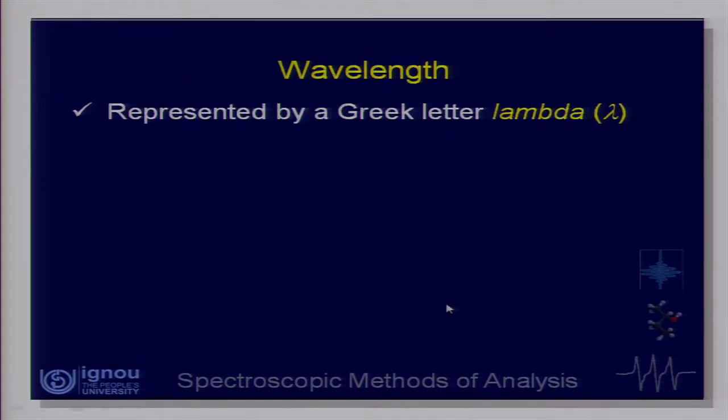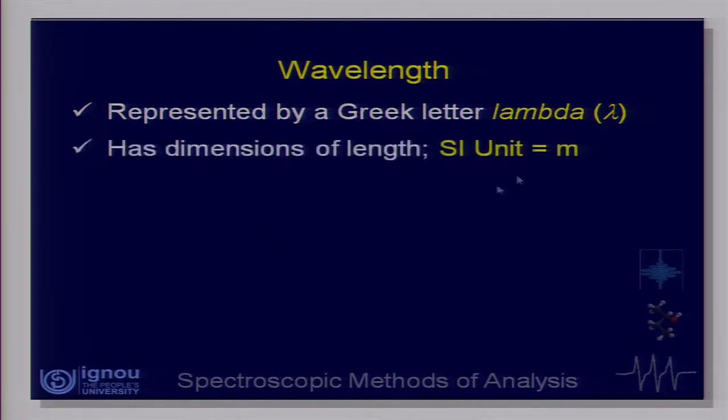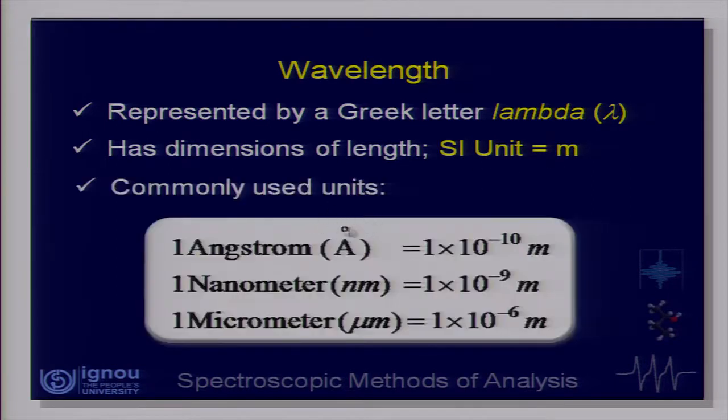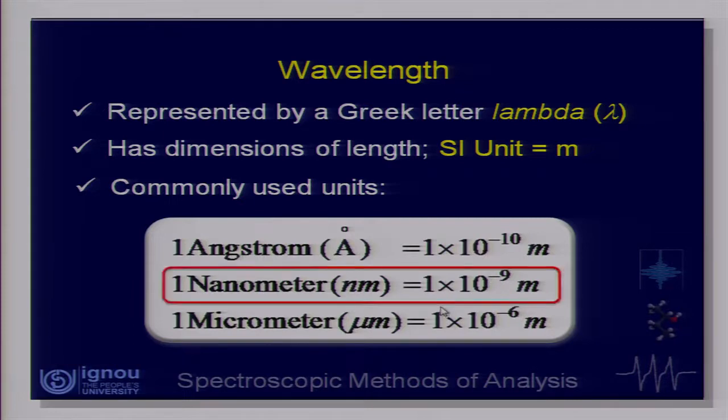There are different ways of looking at it, and typically wavelength is represented by the Greek letter lambda. I am sure you are familiar with this symbol. This wavelength has dimensions of length, and the SI unit is the meter. Though the SI unit is the meter, we commonly use terms like angstrom, nanometer or micrometer. More often than not, the nanometer is the most often used unit for wavelength, which is 1 into 10 to the power minus 9 meter.